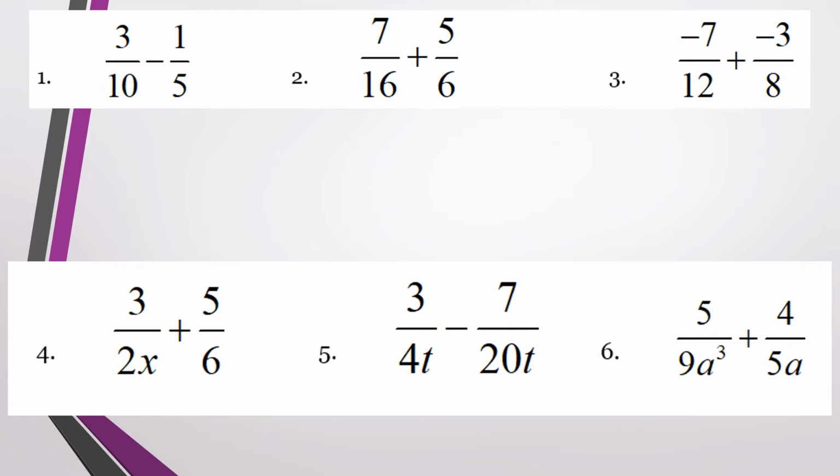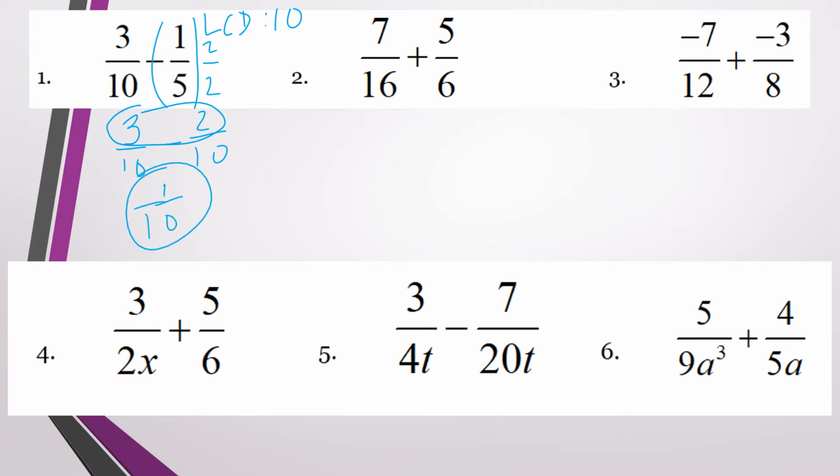Okay, so for number 1, between the numbers 10 and 5, the LCD would be 10. So my first fraction is already at 10. I need to multiply the second fraction by 2. So I'm going to have 3 over 10 minus 2 over 10. And then again, you're just going to work with the top. So 3 minus 2 is 1. So my answer is 1 over 10. Can't reduce that any further.